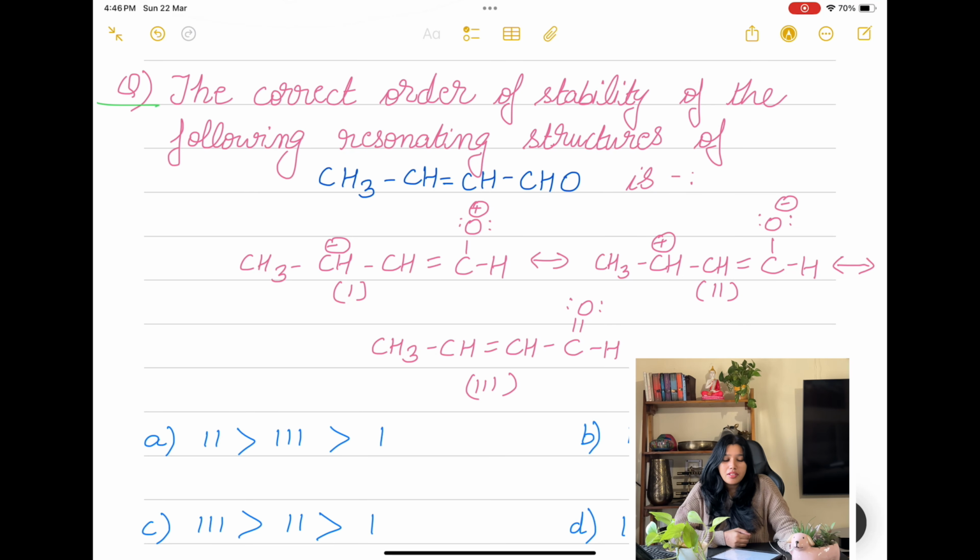We have a question here which is again on GOC. It is a previous year JEE Mains question. This was there in 2023 JEE Mains. The question is based on resonance. It's based on the stability order of resonance. Let's have a quick look at the question.